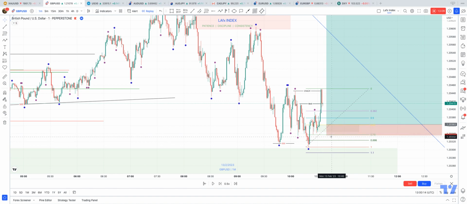But where will my stop loss be? I'll put my stop loss right below 79 because I know even if price should come through 62, it wouldn't go beyond 79. Okay.